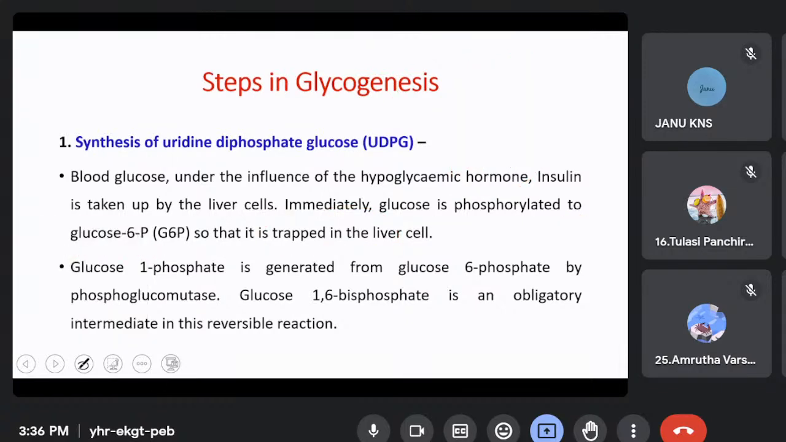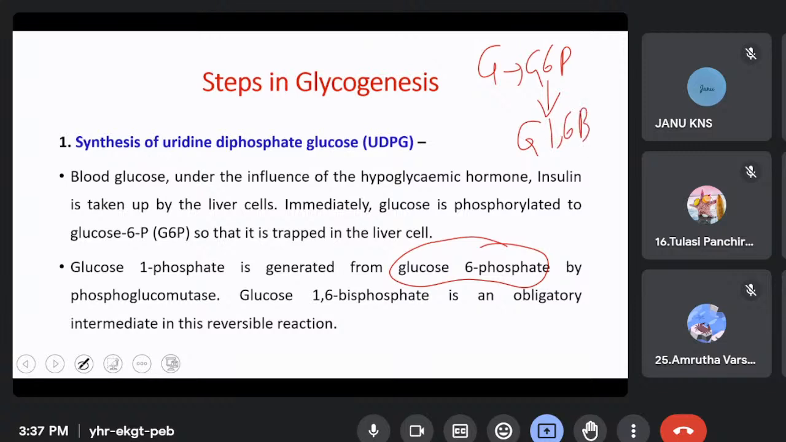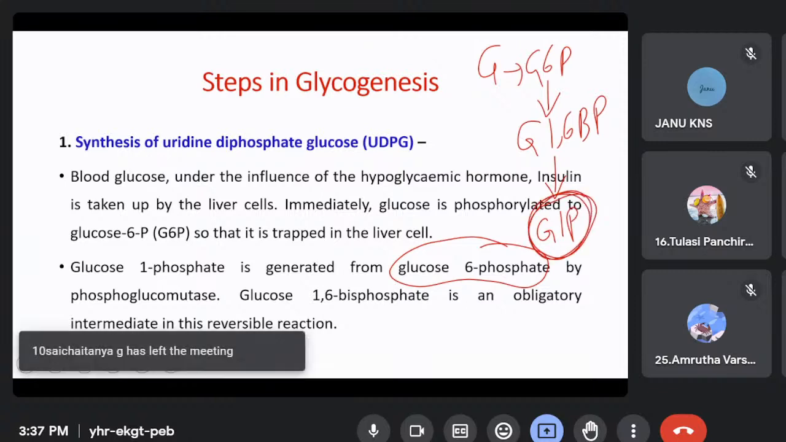Then glucose 1,6-bisphosphate is generated from glucose 6-phosphate. So glucose is converted into glucose 6-phosphate, and from this glucose 6-phosphate, glucose 1-phosphate is formed. But before glucose 1-phosphate is formed, there is an obligatory intermediate reaction, where glucose 1,6-bisphosphate is formed first, followed by the formation of glucose 1-phosphate. So this is the one which is required for the synthesis of glycogen.